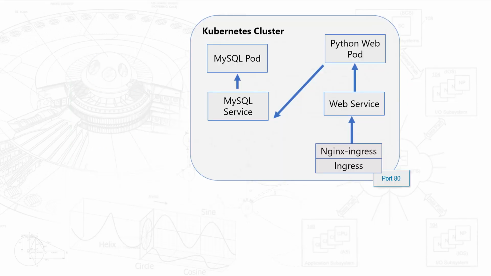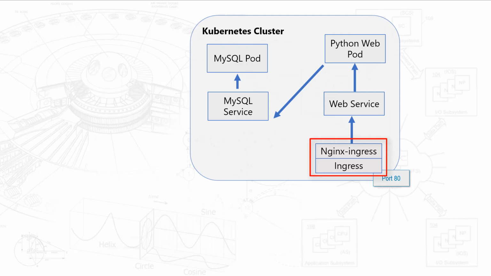So let's take a look at our cluster here. Notice we have a web service that points to our actual Python web application pod. And then that pod in turn talks to our MySQL service, which in turn points to a MySQL pod. So the question at this point is, what are the files that make this up? You'll also notice in the lower right corner the NGINX Ingress controller along with the Kubernetes Ingress definition file.